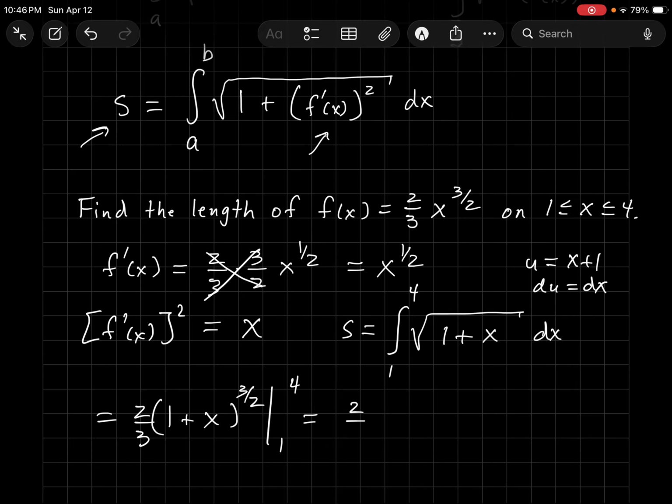I will leave that constant alone for now, and then I'll plug in. I get 1 plus 4 to the 3/2 minus 1 plus 1 to the 3/2. And that's good enough. This is the arc length of my function on the interval from 1 to 4.